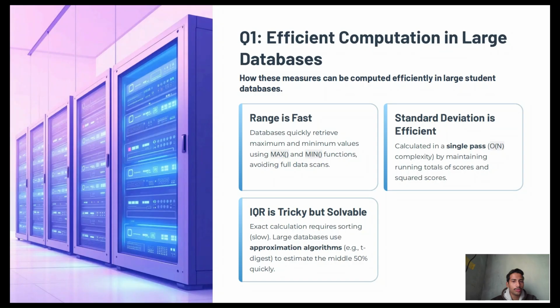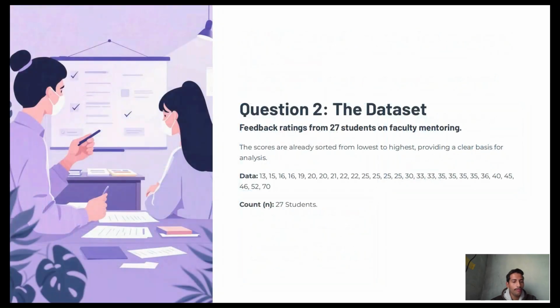Moving on to question 2, we were given a specific data set of feedback ratings from 27 students regarding faculty mentoring. The scores are already sorted from 13 up to 70. Having sorted data is a huge advantage for calculating percentiles and medians manually.